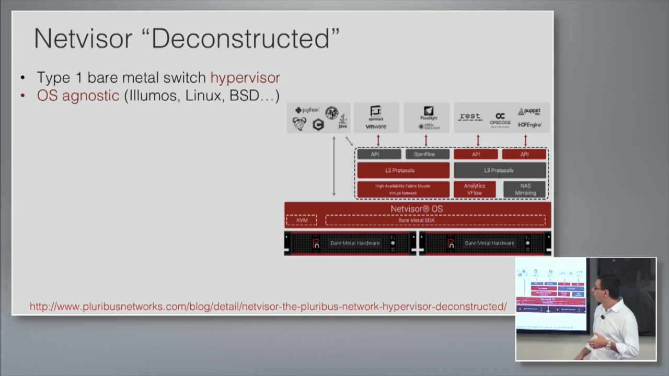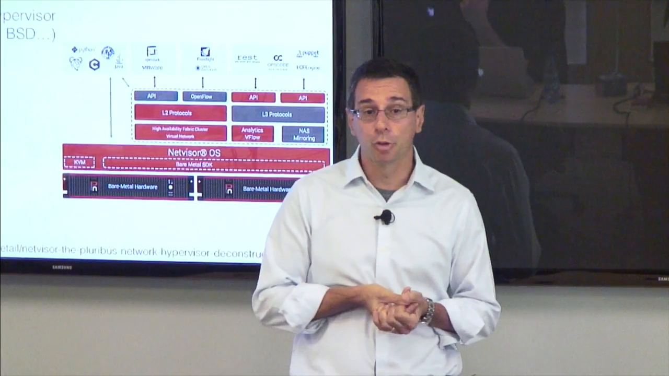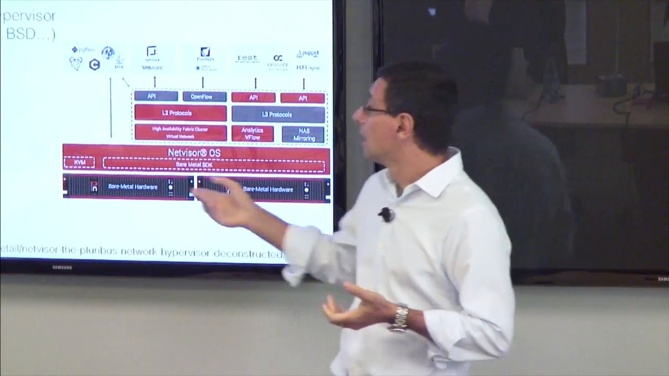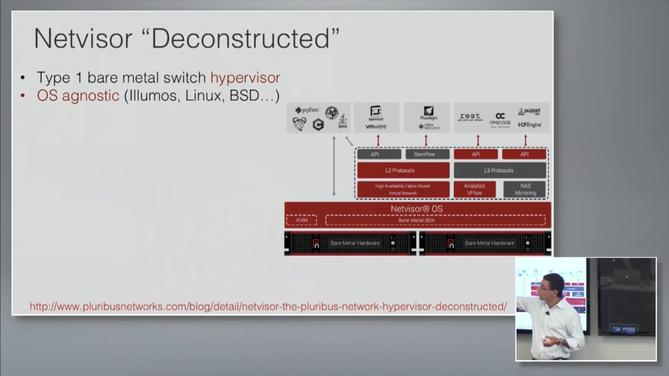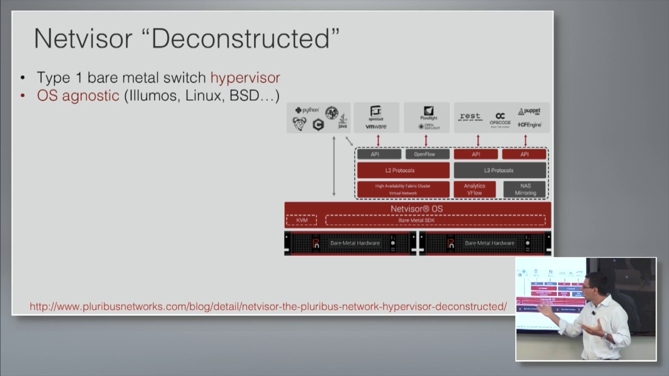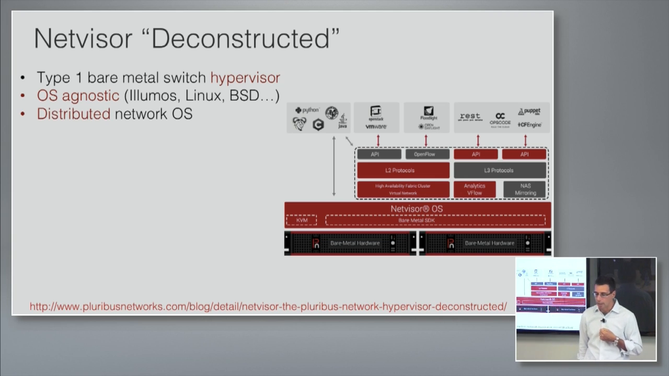Second is OS agnostic. Our Netvisor compiles as a distribution of Linux, compiles as a distribution of Illumos, or even a BSD. We have done these two. This is actually what we commercialize, and Linux is more a lab, a proof of concept, but it's not any specific or proprietary operating system. It can be compiled as a distribution of the Unix distribution of your choice.